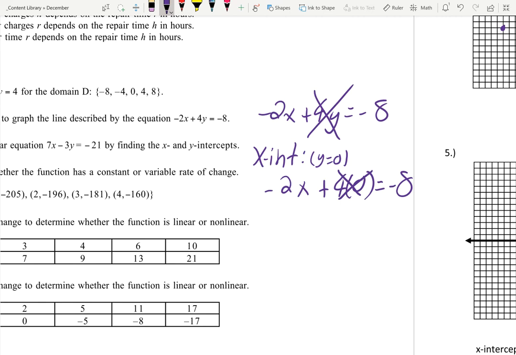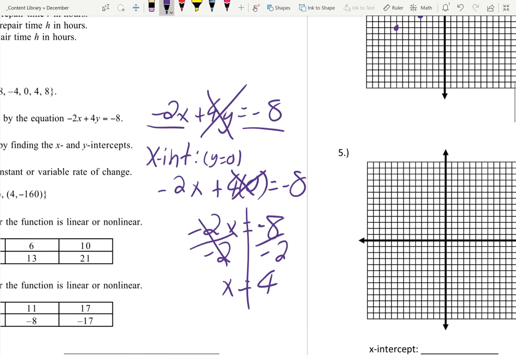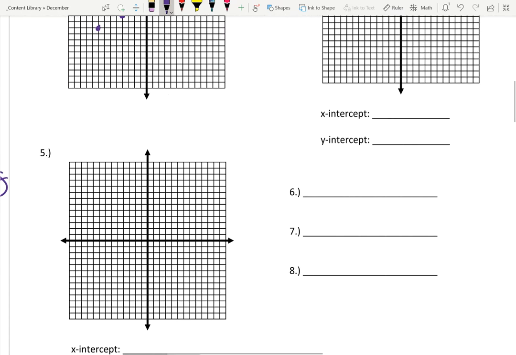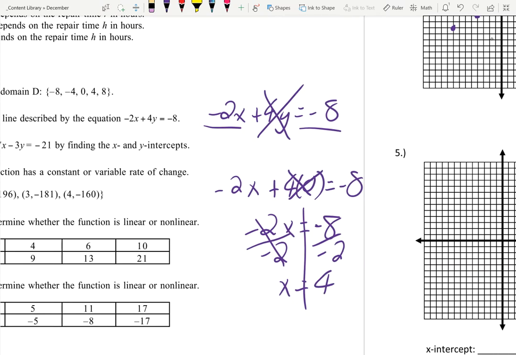So when I'm solving for the x-intercept, essentially I'm solving the equation negative 2x equals -8. So pretty simple to solve, just a one-step problem. So I divide by -2, and I end up with x equal to +4. So our x-intercept here is +4. Let me put that over here. X equals +4. The y-intercept is sort of the same but opposite, right?